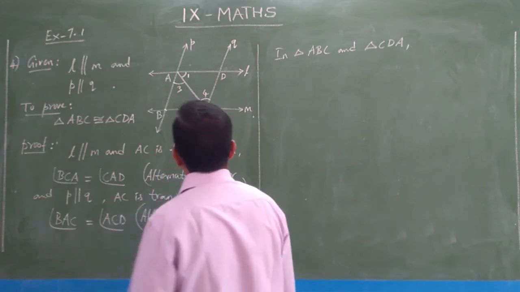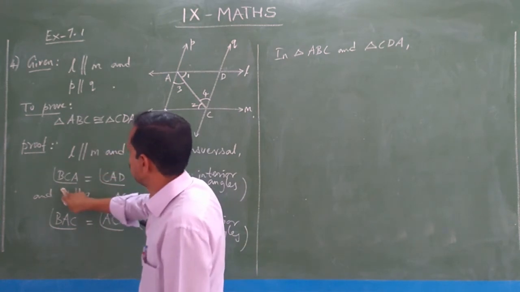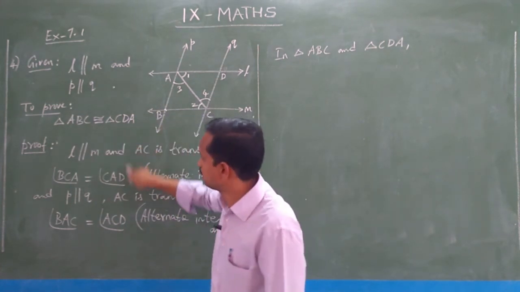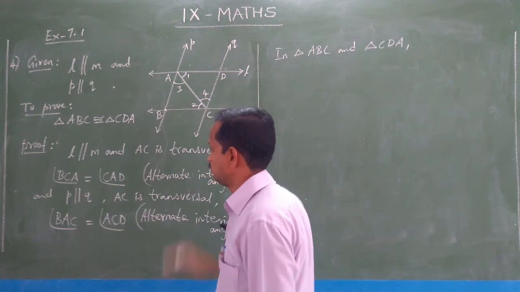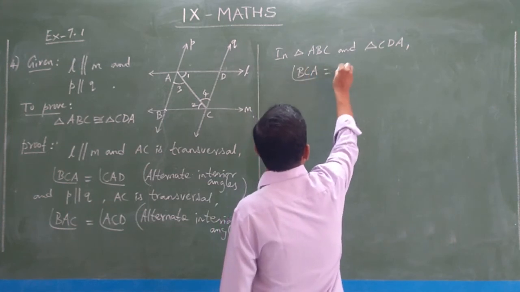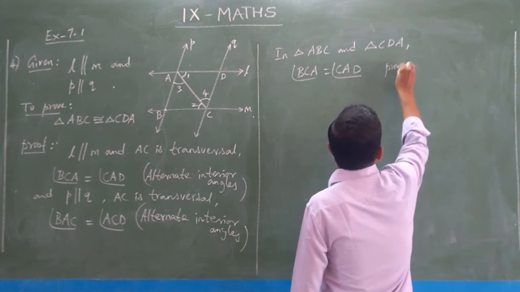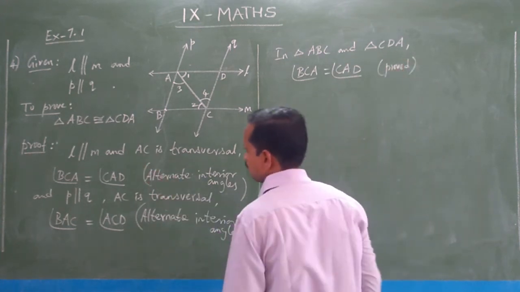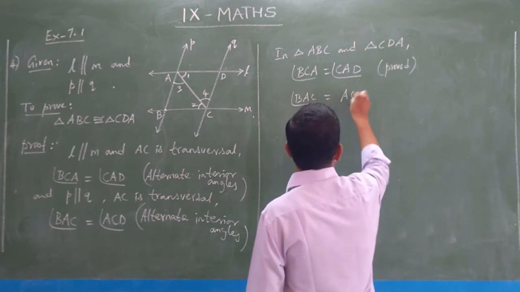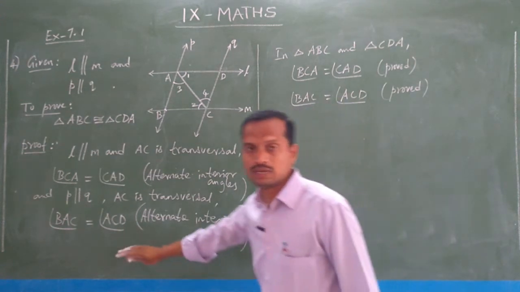So we can collect the things. You see, this angle, already we have arranged the first angle from the first triangle and the second angle from the second triangle. Like that only we have arranged. So no problem, we can write as it is. So BCA equal to CAD, proved here. And next BAC is equal to ACD. Proved. Okay, already we have proved that they are equal.